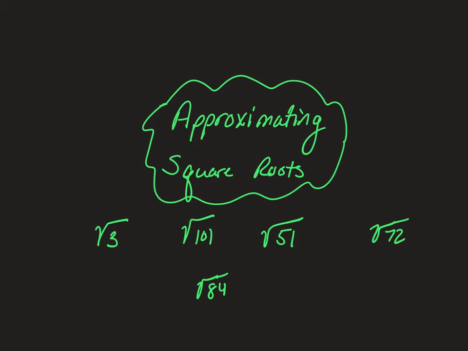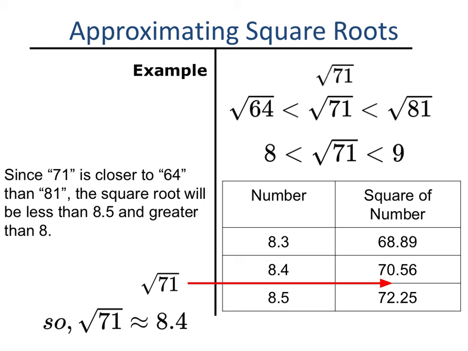In this video, we're going to look at how to approximate square roots for those square roots that are not perfect squares and that we cannot memorize. Let's look at this example. I want to find out or estimate what the square root of 71 is.